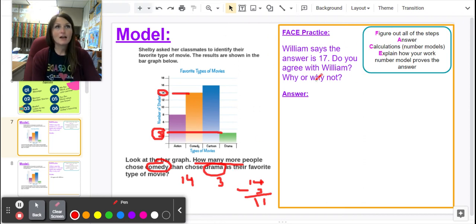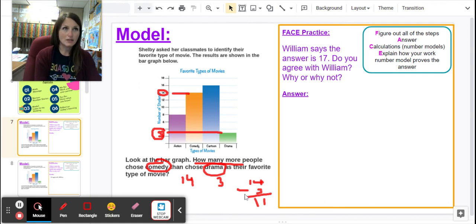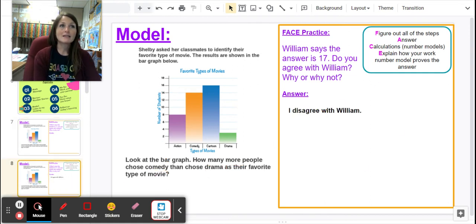Now I'm going to come over here and do my written response. William says the answer is 17. What was my answer? 11. He says it's 17. Do you agree with William? No, we should not agree, because we said it was 11. So I need to start by saying I disagree with William. That's just my first sentence. Then I need to tell my calculation. First I figured out all the steps over here, then I found my answer. I disagree, so now I need to say what I did.